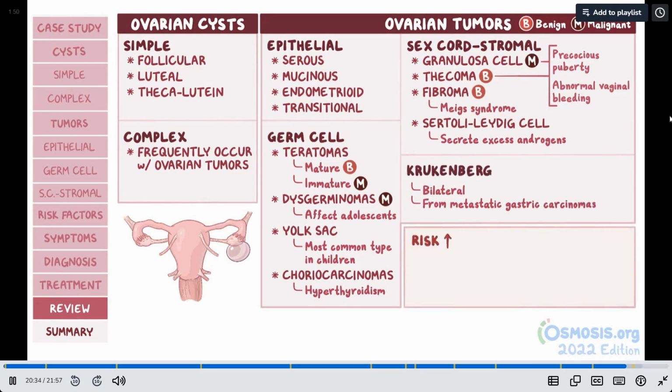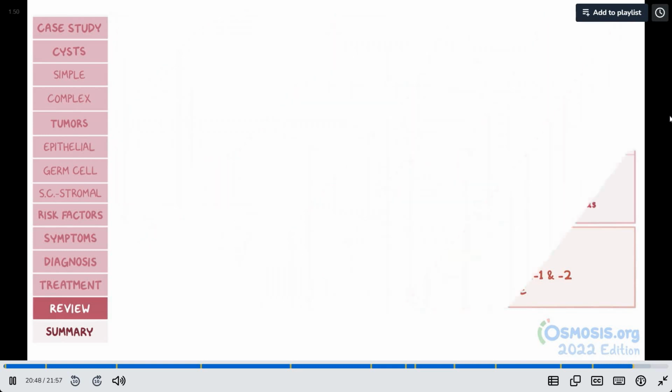Now, risk of ovarian tumors increases with the number of ovulation cycles. Mutations in the BRCA1 and 2 genes and Lynch syndrome are also associated with an increased risk of developing ovarian tumors. Alright, back to our cases.